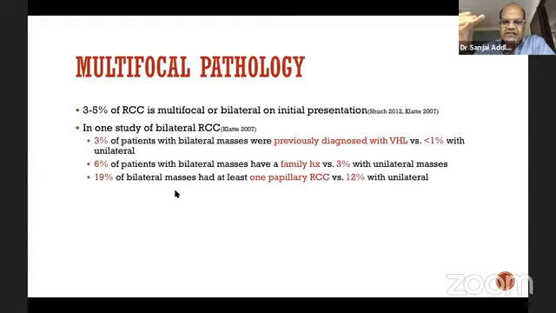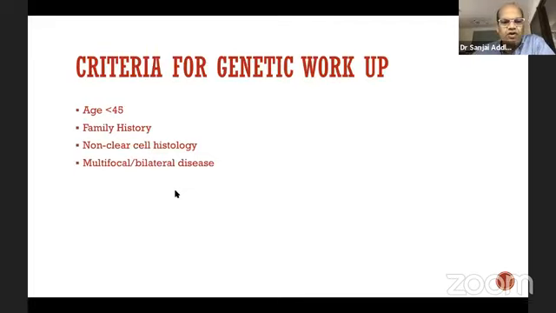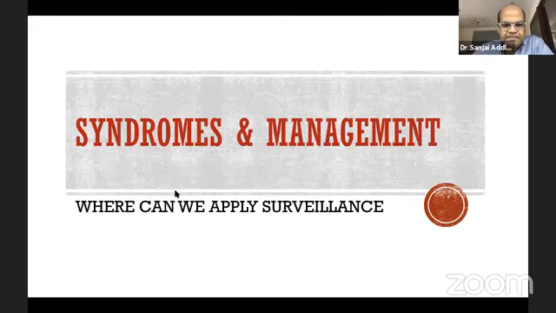So it again goes back to those 4 factors. Age less than 50, the second one would be non-clear cell RCC, the third one would be multifocality or bilateral lesions, and then the fourth one is family history. So these are the 4 patient cohorts whom you need to consider doing a genetic workup. The reason why it matters is, how do we apply it in the management of this patient?